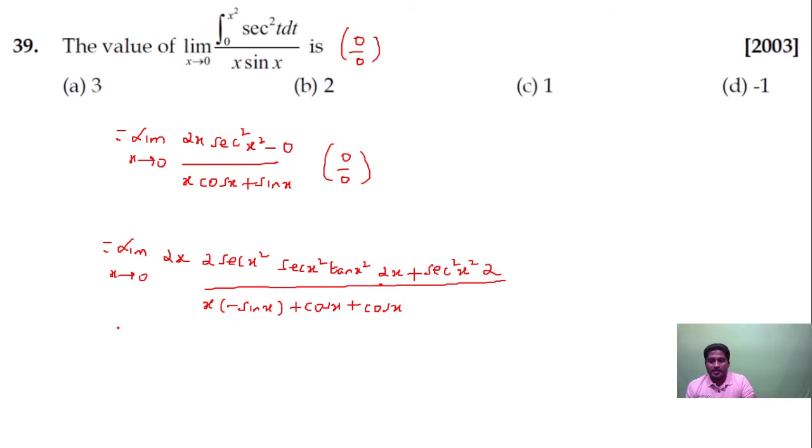Now if x is tending to 0, everything else will be 0 because x is 0, sec 0 is 1, so you get 2. Again sine 0, cos 0 is 1. So 2 upon 2, answer is 1. Answer is option C.